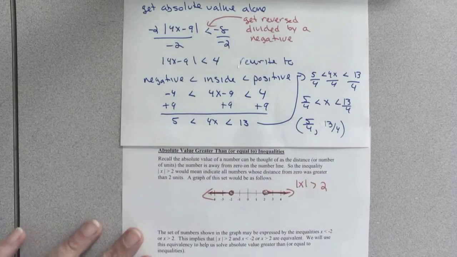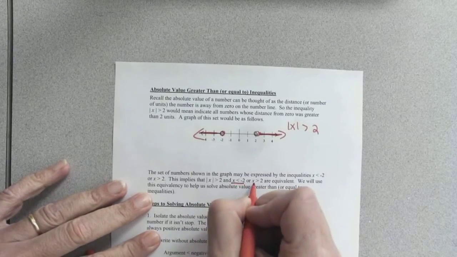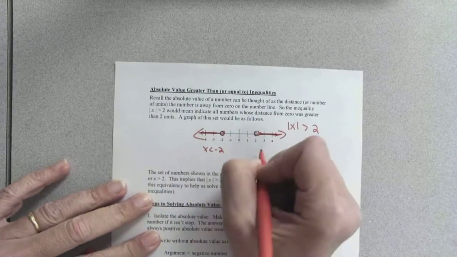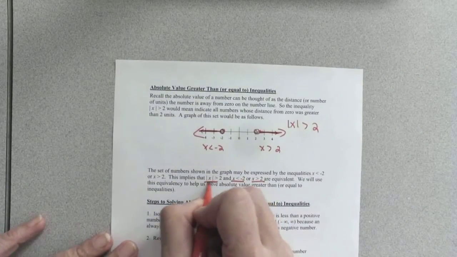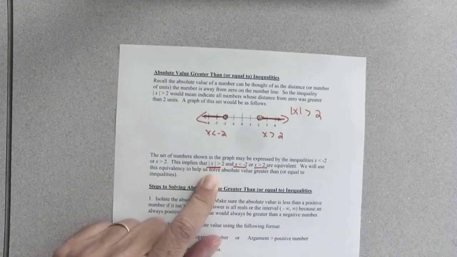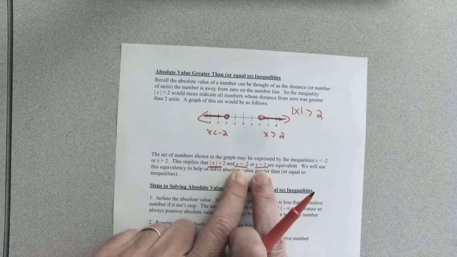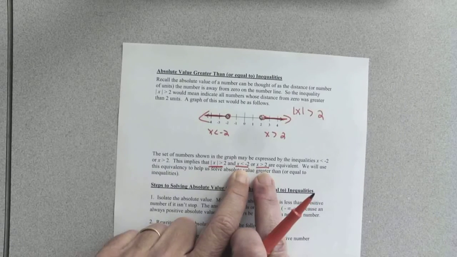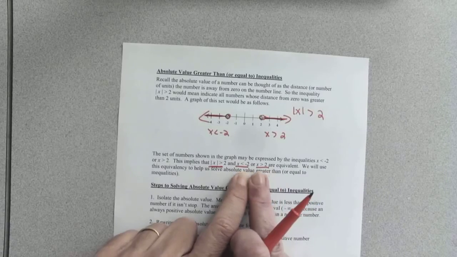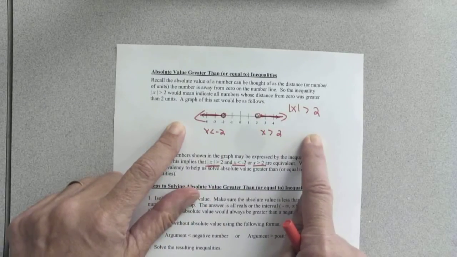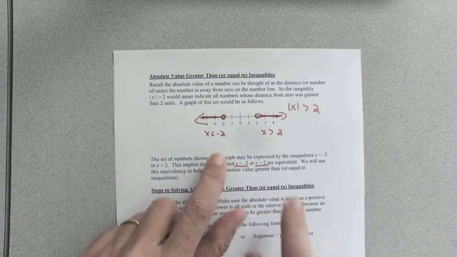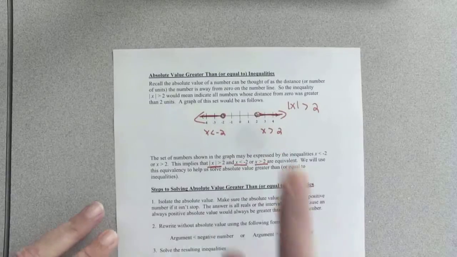Well, the set of numbers shown in that picture there is the same as this. X less than negative 2, x greater than 2. So this side is x less than negative 2. That side's x greater than 2. And so the point here is that absolute value of x greater than 2 is the same thing as these two separate inequalities, x less than negative 2 or x greater than 2. And there's going to be our motivating feature of how to rewrite these guys. That greater than, because I have to be farther away from 0, is going to result in 2 inequalities.